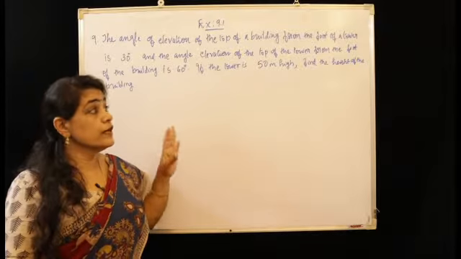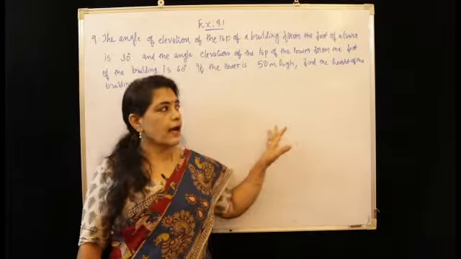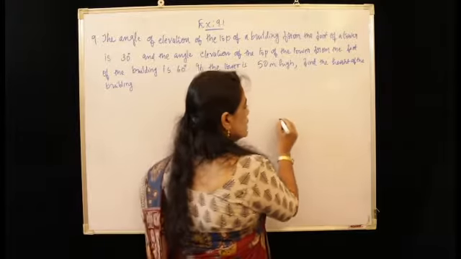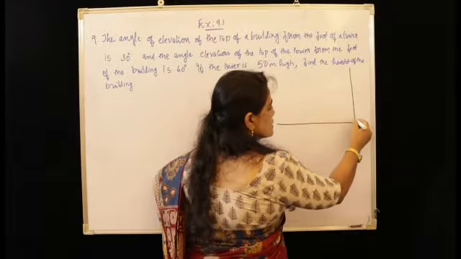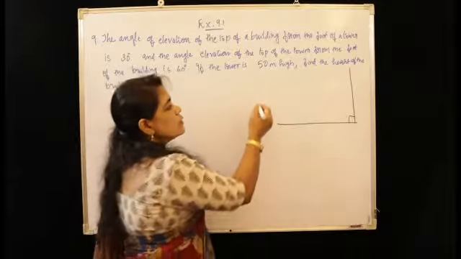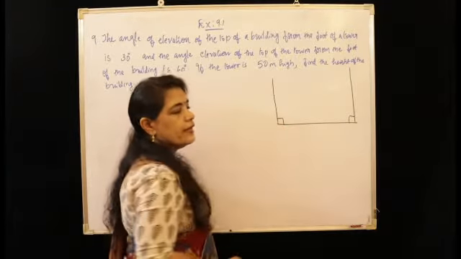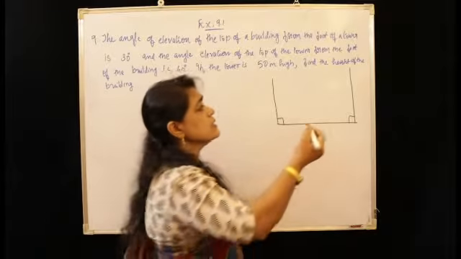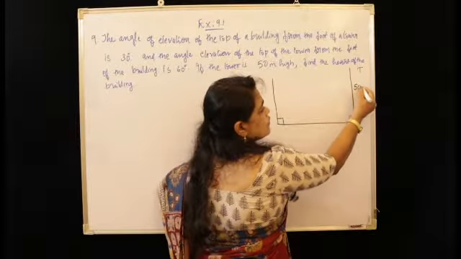Okay, so it is a very important question. See, we have a building and a tower on the ground. So we can draw the ground, and a tower is placed, and the tower and the ground make 90 degrees, and also we have a building, and the building and the ground also make 90 degrees. And the height of the tower is given as 50 meters.